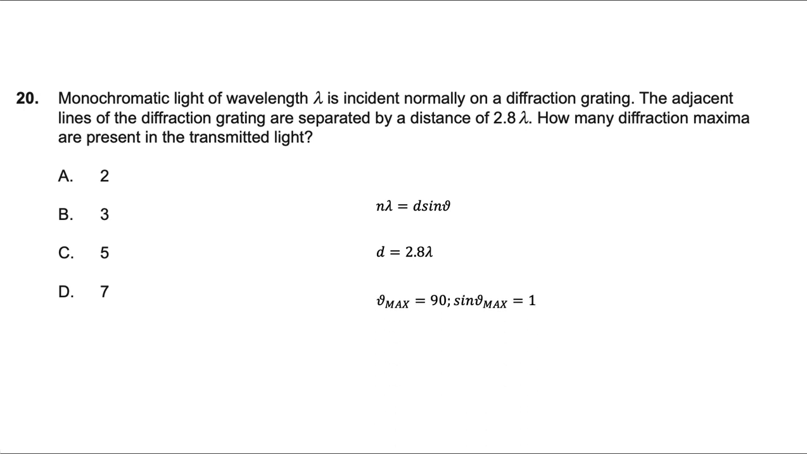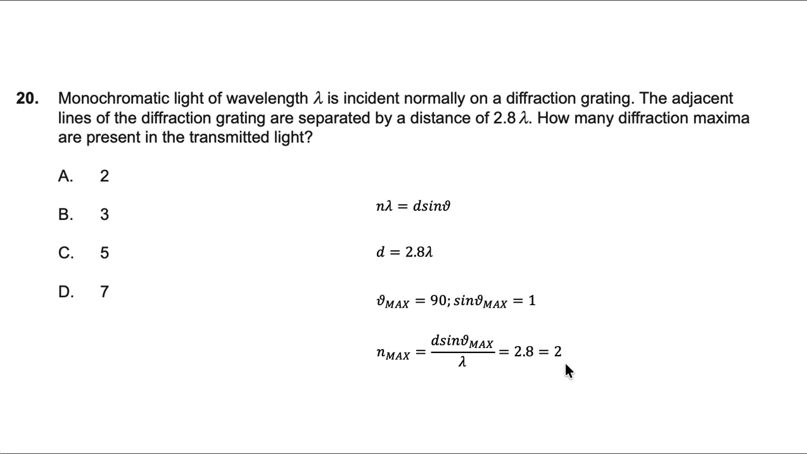We also know theta, because when we're trying to determine the number of maxima we can see, we'll firstly think about the maximum angle that we can possibly see. The maximum angle is going to be equal to 90, so therefore the sine of that maximum angle is going to be equal to 1. We're then going to put these numbers in. The maximum n that we could possibly observe is going to be d sine theta max over lambda, and you notice we've got d equal to 2.8 lambda, and sine theta equal to 1, so we get 2.8.